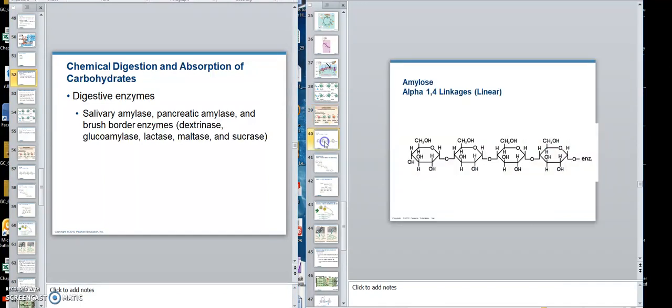Here's amylose. Remember, this is plant. This is how plants store their carbs, one of the forms. So amylase here breaks down amylose. It breaks those 1,4 linkages, trying to get the monomer.